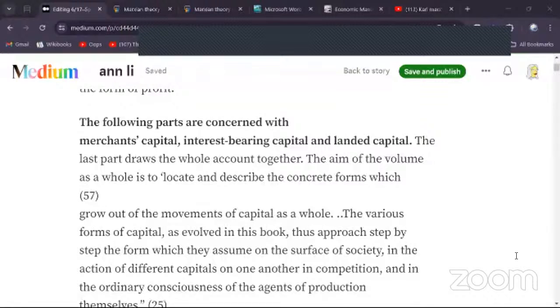There's a stock and flow model for what capital is, and it is problematic because it's how people have made money and how growth occurred and how people took advantage of other people. The various forms of capital evolved in this book thus approach step by step the form which they assume on the surface of society, in the action of different capitals on one another in competition.